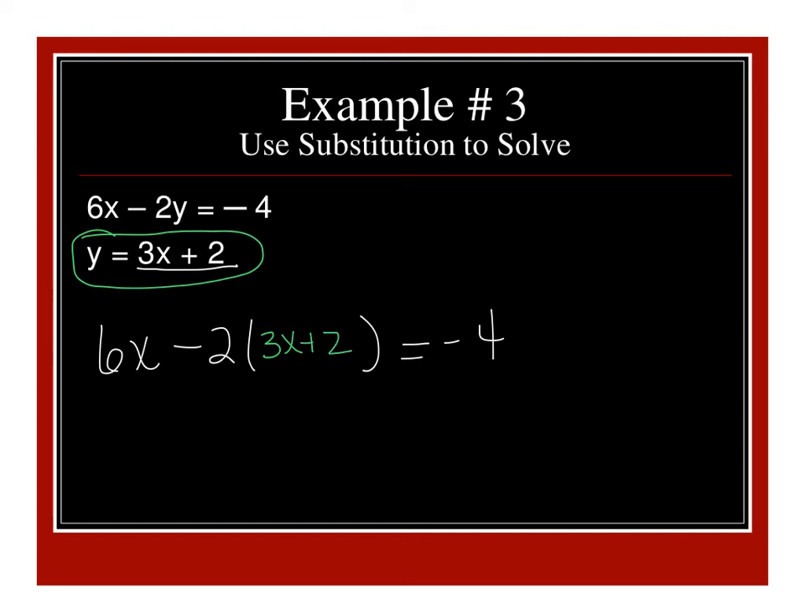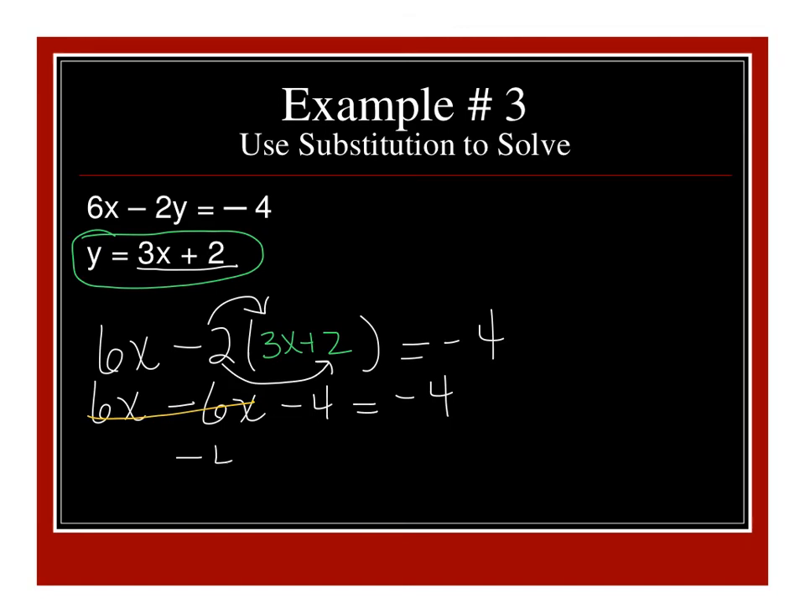Now all I have to do is distribute. So I have 6x and negative 2 times 3x is negative 6x, and negative 2 times positive 2 is negative 4. I have a 6x and a minus 6x. So they both have an x, but 6 minus 6 is 0, so I have 0 x's, so they cancel each other out. And I'm left with negative 4 equals negative 4.